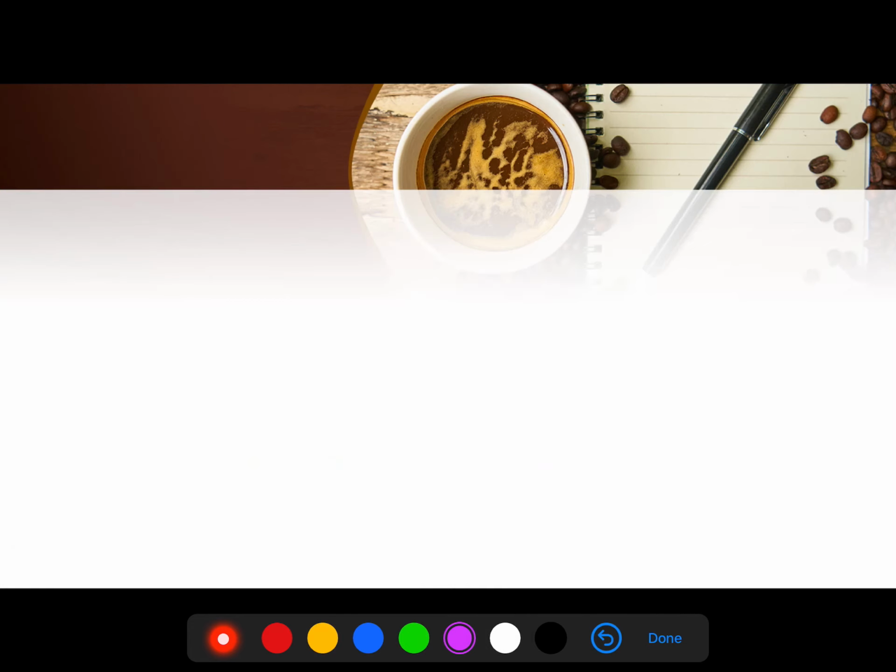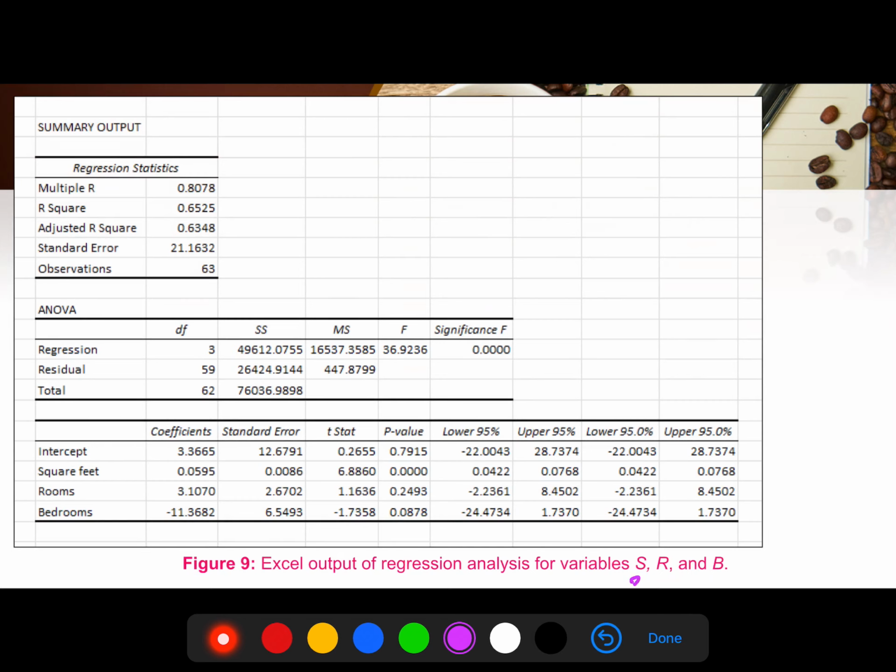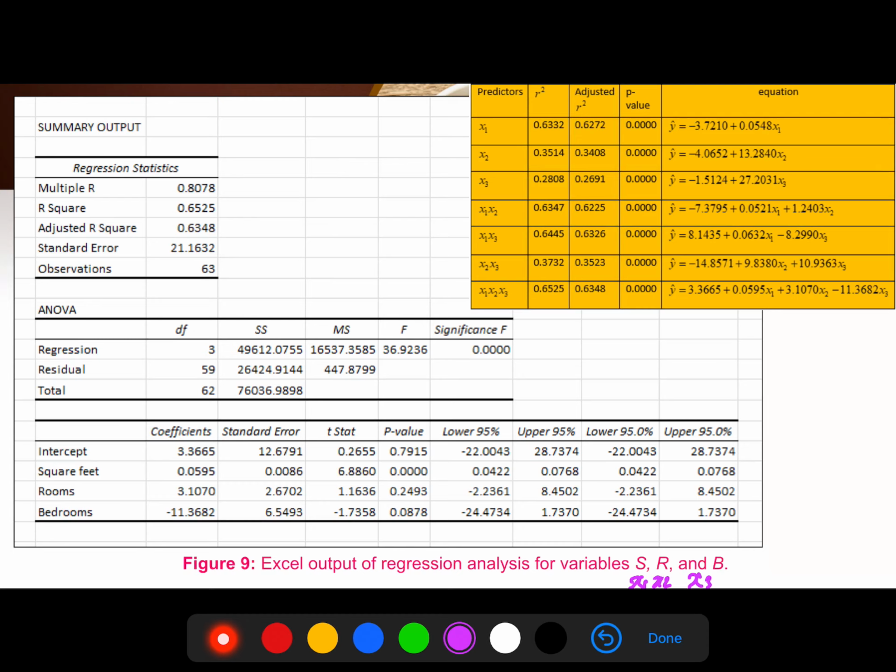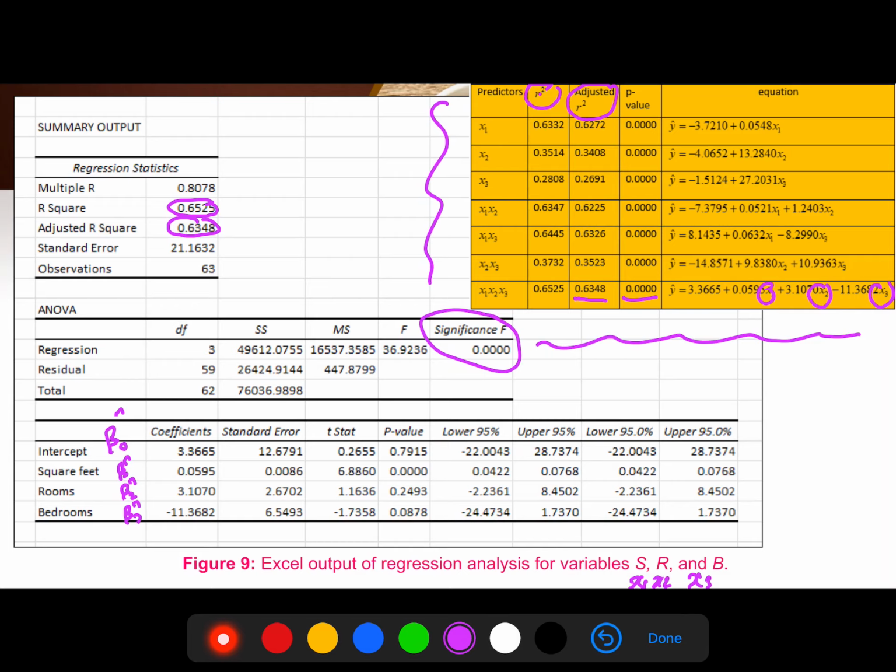Last one, x1, x2, x3. So R square 0.6525, adjusted R square here, and the p-value, and here is beta naught, beta 1, beta 2, beta 3. So you have x1, x2, x3. Done. Complete our table here. Okay, and then we copy our table here.